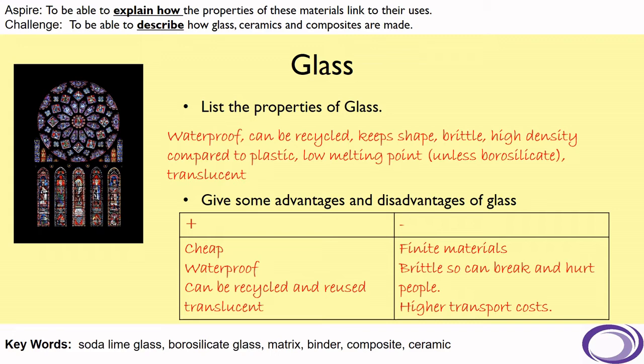Disadvantages: it's brittle, so if it breaks, it can actually hurt people. And because of that higher density, it's also going to have quite high transport costs. Because remember, your load has a weight and a size limit. So if you've got a higher density, you wouldn't be able to transport as many bottles of glass as you would plastic.